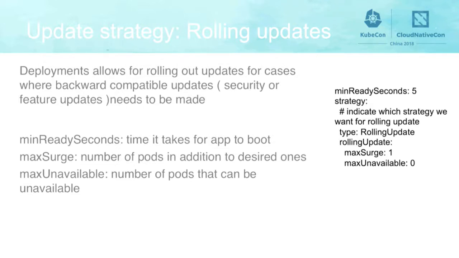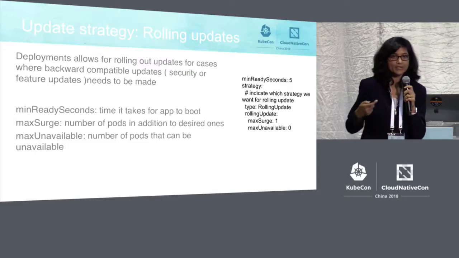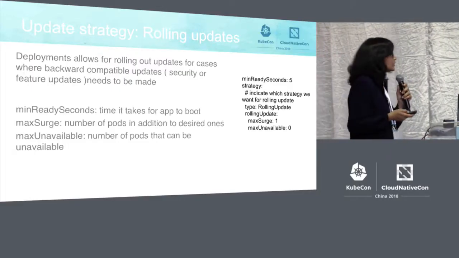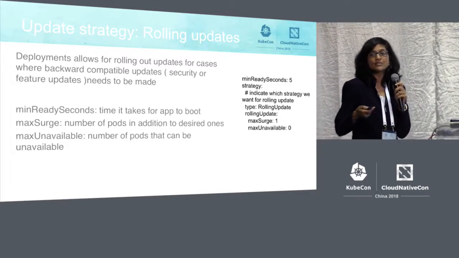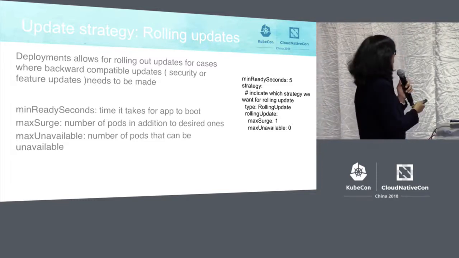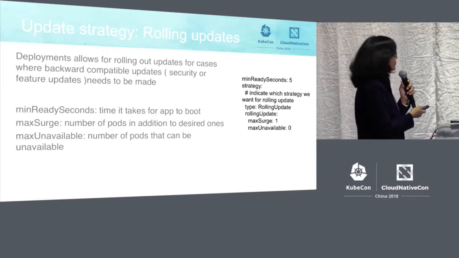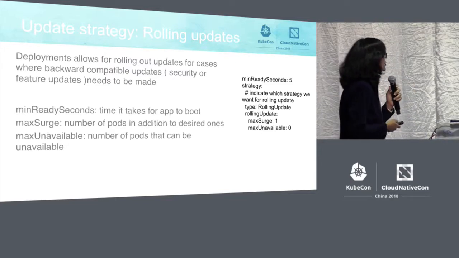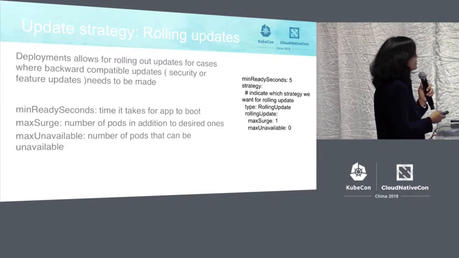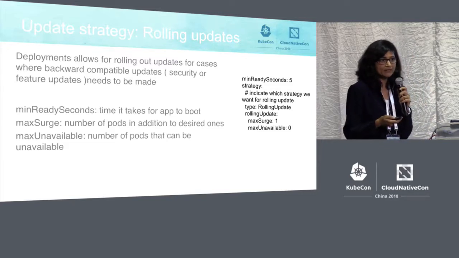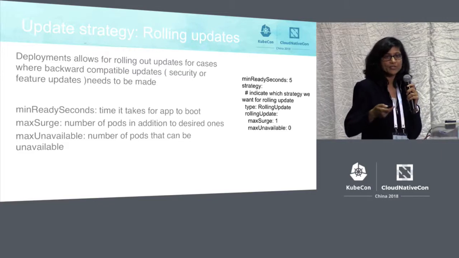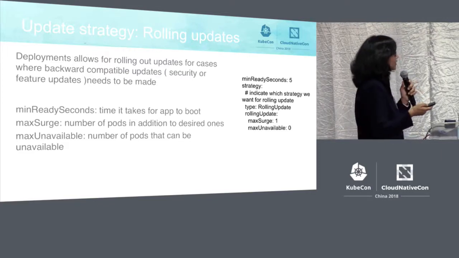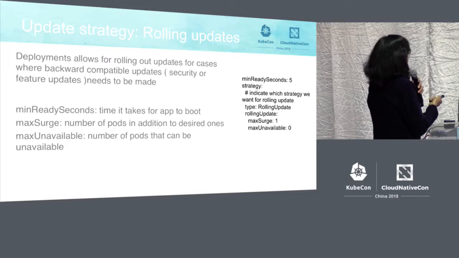Right here is the snippet. So minimum ready seconds, it is the time your application boots up. By default, Kubernetes will think that your application is ready as soon as the pod comes up. But with this, you tell Kubernetes how much time it takes for your app to come up, and it'll wait for this many seconds. Maximum surge is the number of pods in addition to the desired ones. So if during your rolling upgrade you want an additional pod to be up and running before the pod goes down, you may want to set this up.